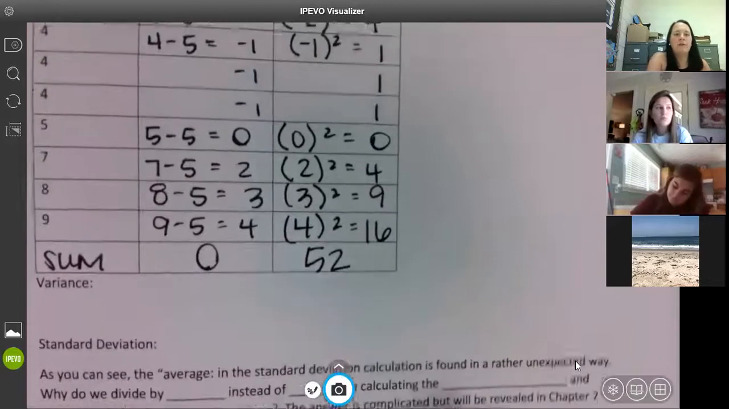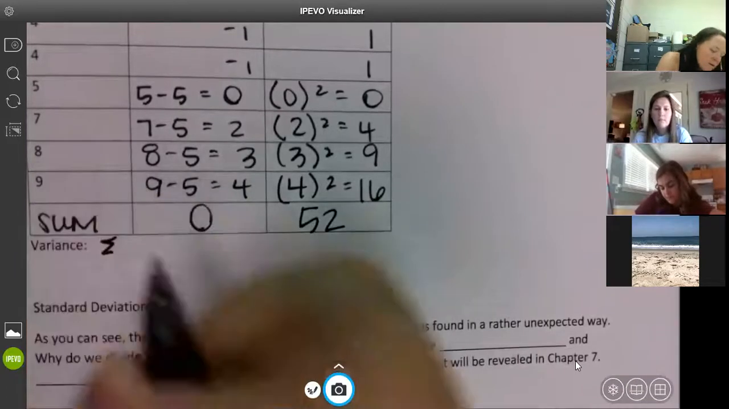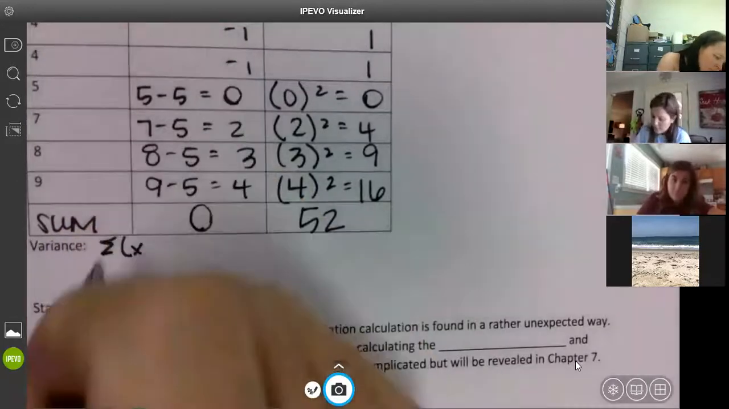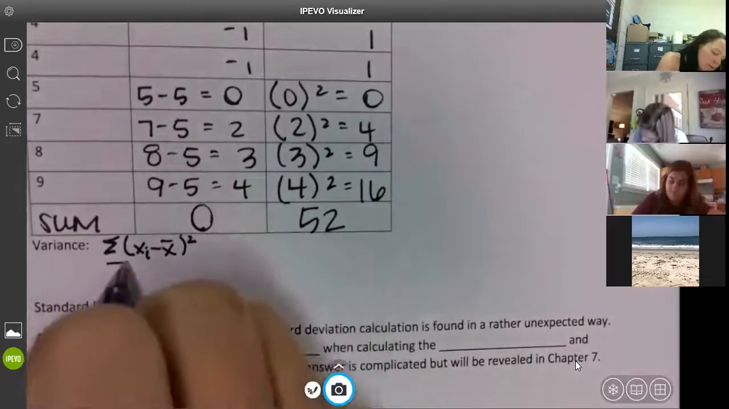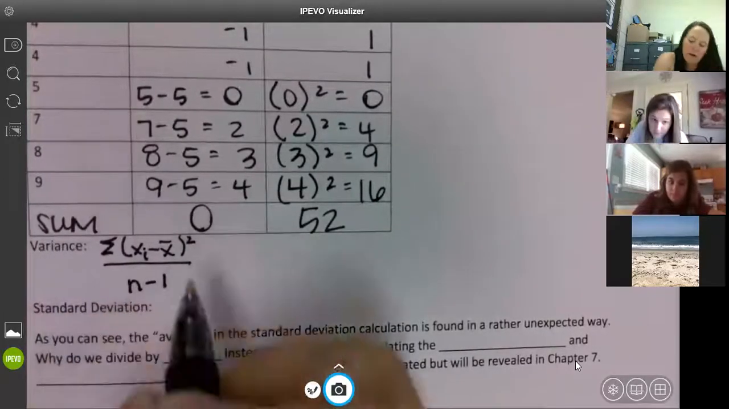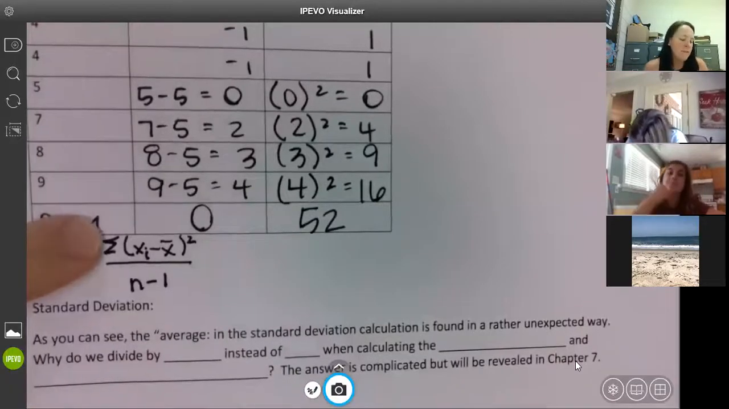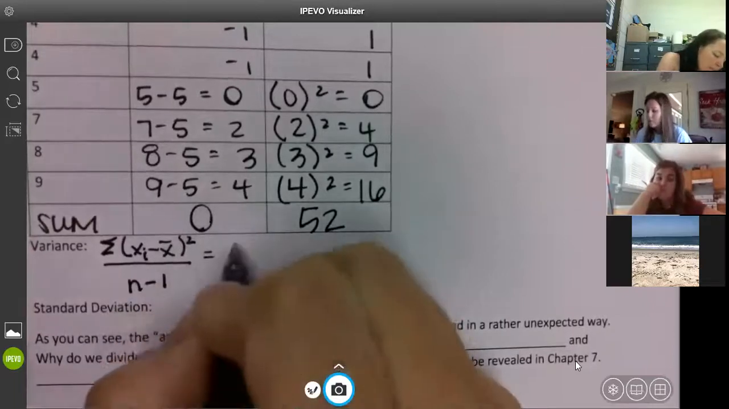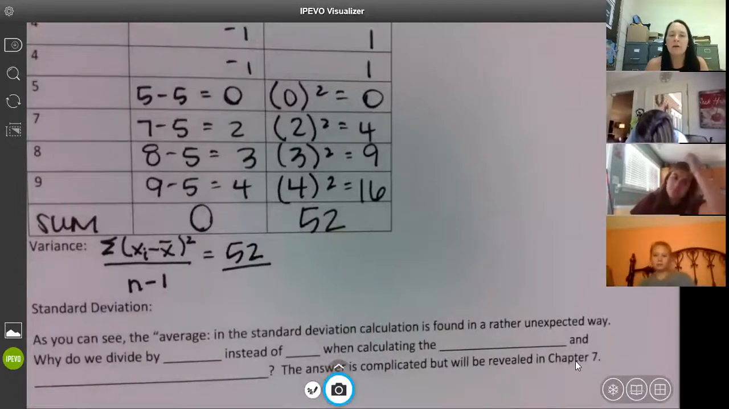All right, so the variance. The formula for variance is the summation, or add them all up, of the squared deviations divided by n minus 1. That's the number of observations minus 1. So what was the sum of our squared deviations? 52. What was our n? Our n is the number of observations, or the number of kids that we observed.